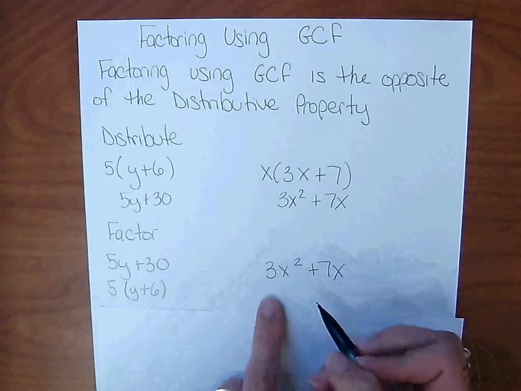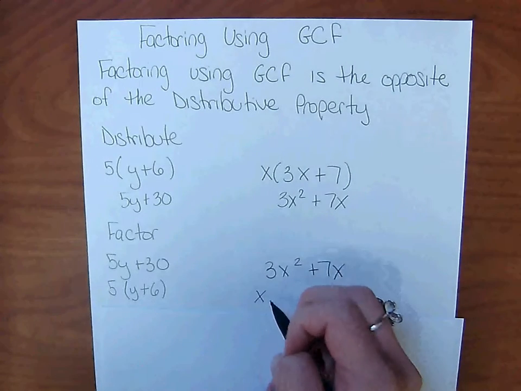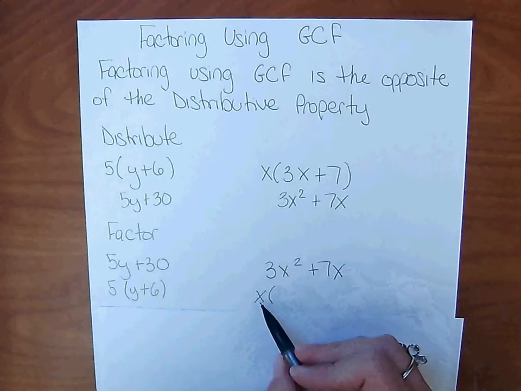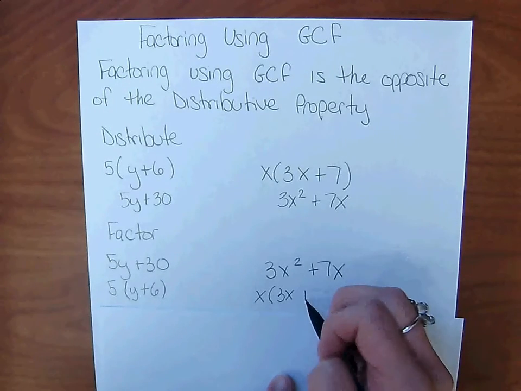Here, we cannot pull out a number other than 1 from 3x squared and 7x, but we can pull an x from both terms. So pull out the x, and x times 3x is 3x squared, and x times a positive 7 is 7x.